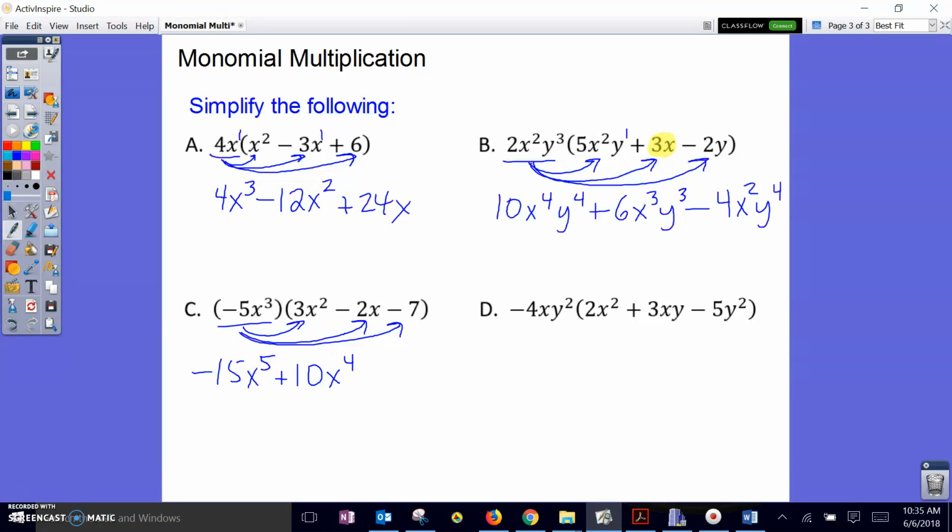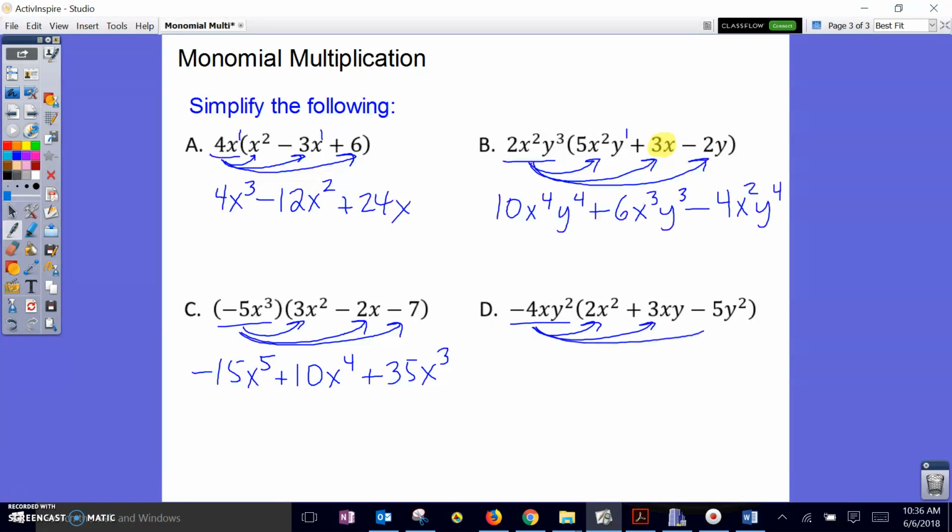And then negative 5x to the third times minus 7. Again, two negative signs lead to a positive when we multiply them. 5 times 7 is 35, and we keep our x's. And last one, negative 4xy squared.